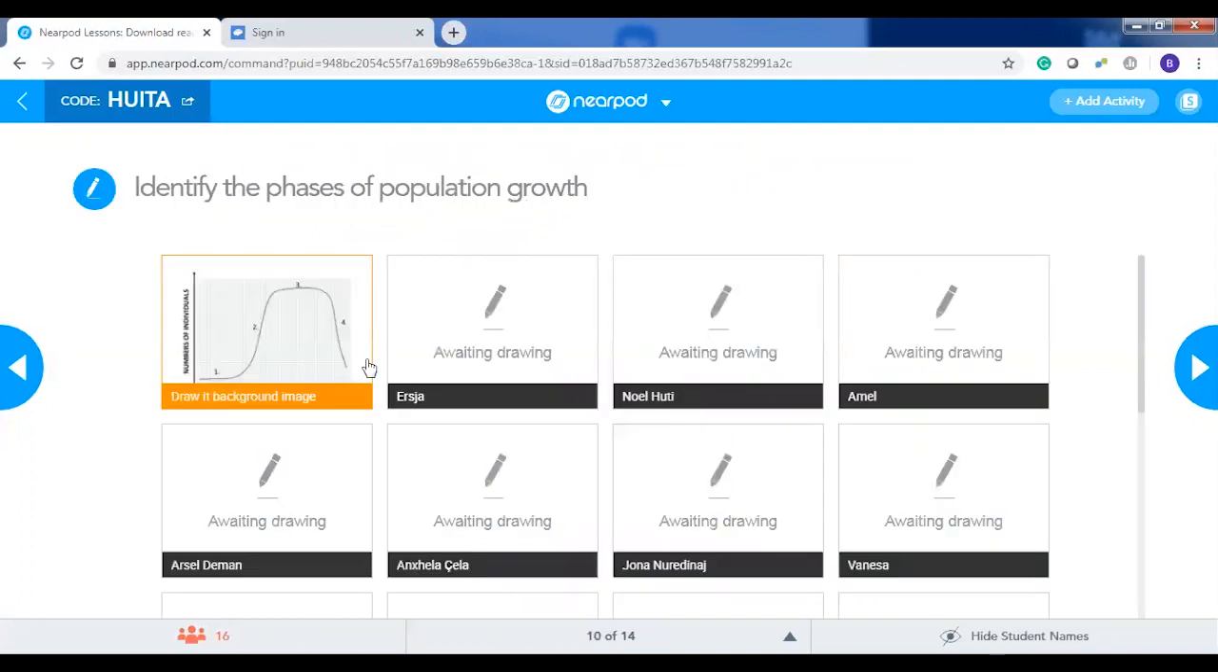Now here you have an activity. You are going to identify the phases. So you are going to draw over the number which are the phases of the population growth.